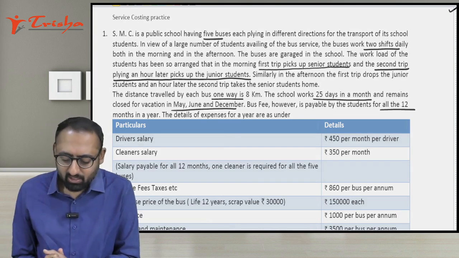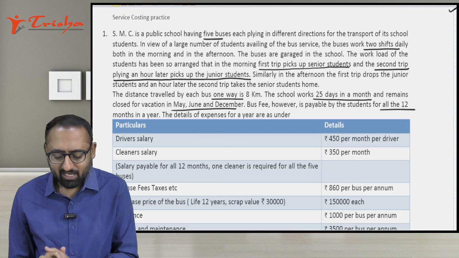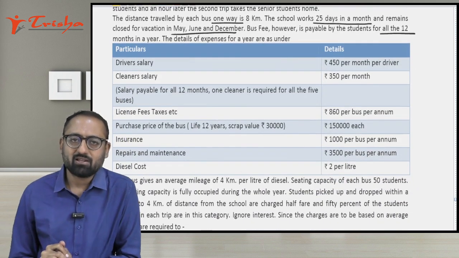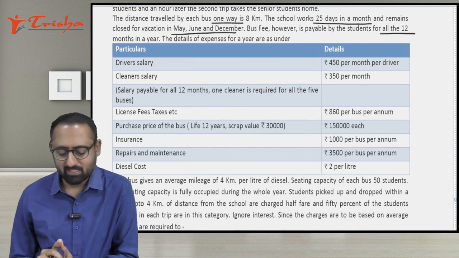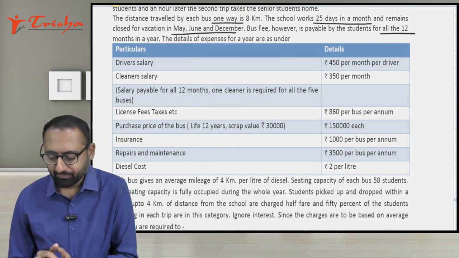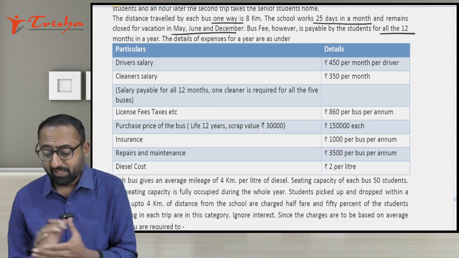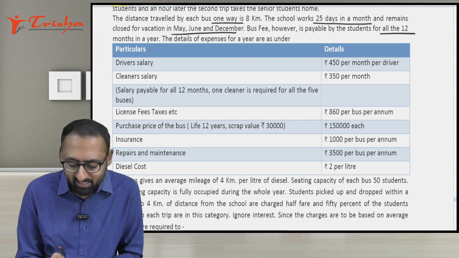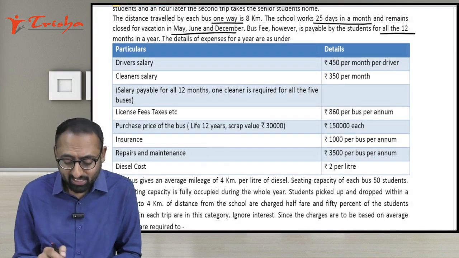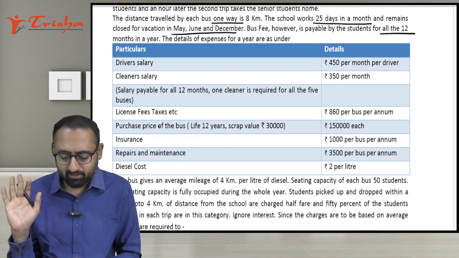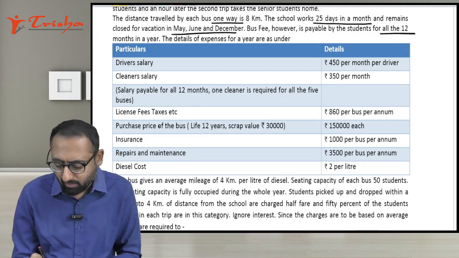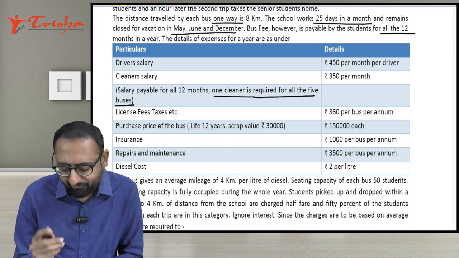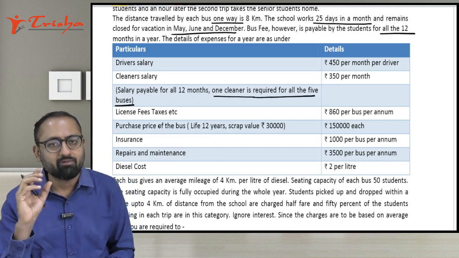Okay. The details of the expenses for the year are as under. Driver salary. You can check, the driver salary will be your standing expense. That is a fixed expense. Cleaner salary, fixed expense. Then 450 per month and 350 per month. And a very important observation is given for the cleaner. Salary of the cleaner as well as the driver is payable for all 12 months, and one cleaner is required for all 5 buses. Only one cleaner is required for 5 buses. Okay?